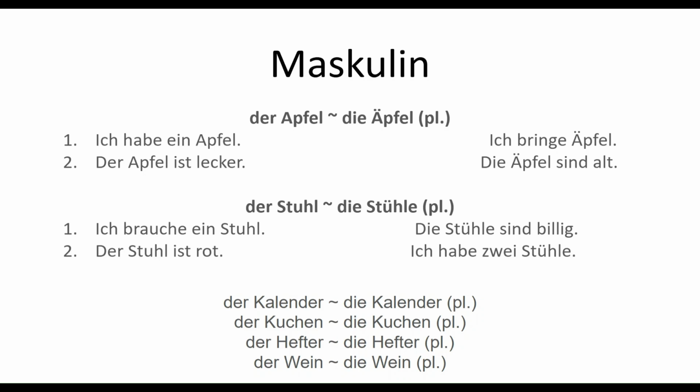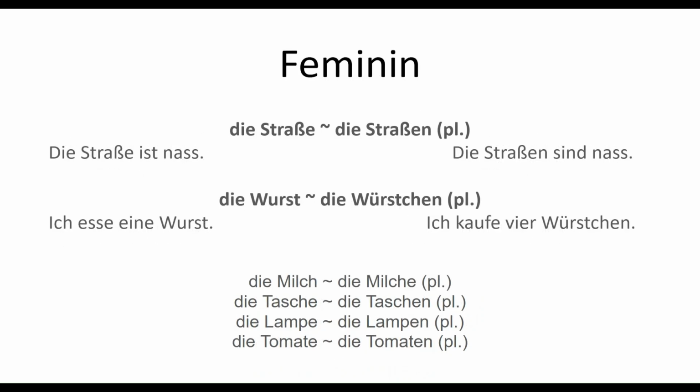The German language has a lot of nouns, and there will be nouns where the singular form is the same as the plural form. So der Kalender, die Kalender, the calendar, the calendars. Der Kuchen, die Kuchen. There is no change here as well. Der Hefter, die Hefter. Der Wein, die Weine. The spelling, there is no change. Everything stays the same.